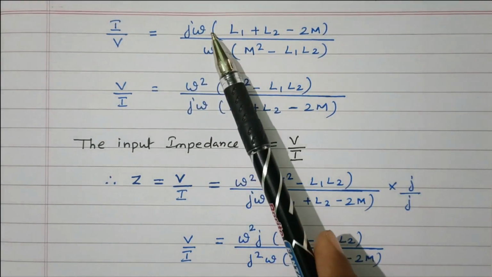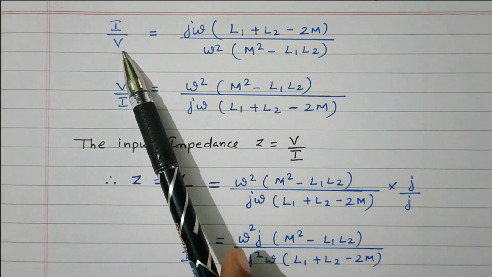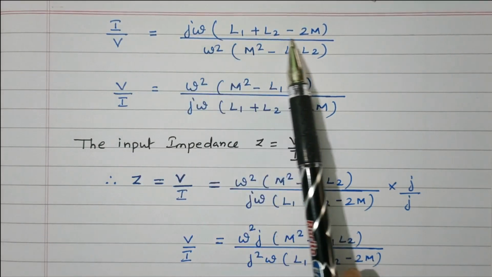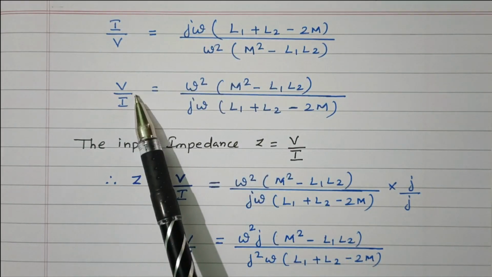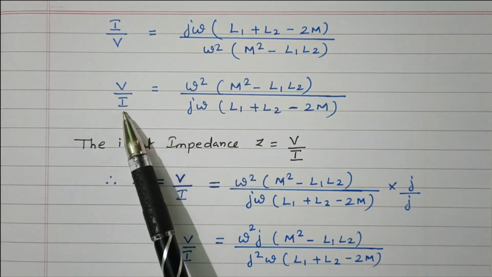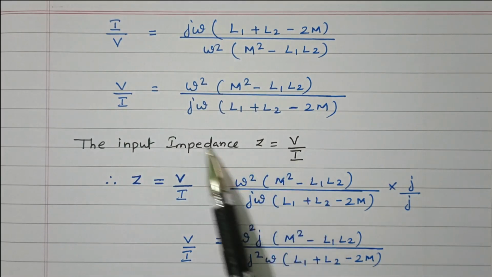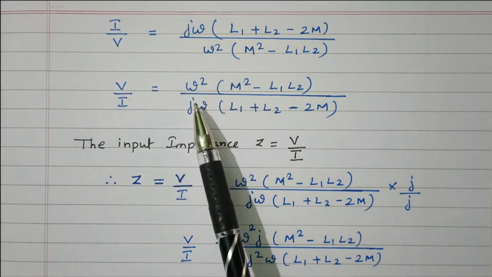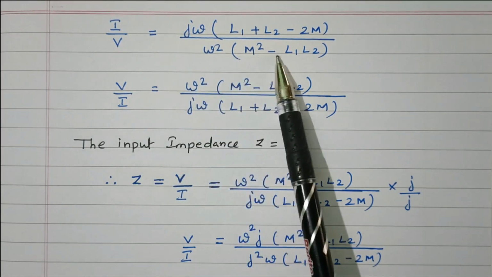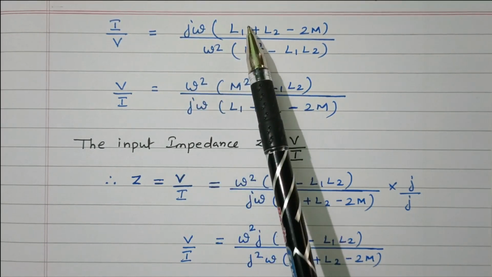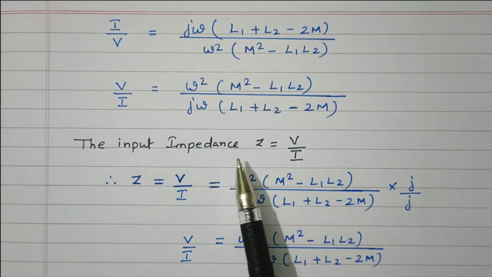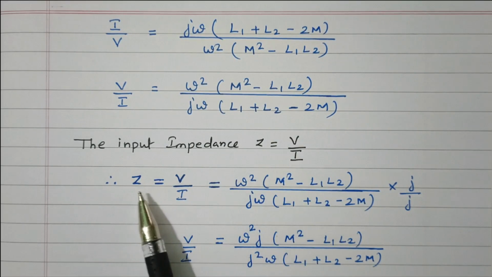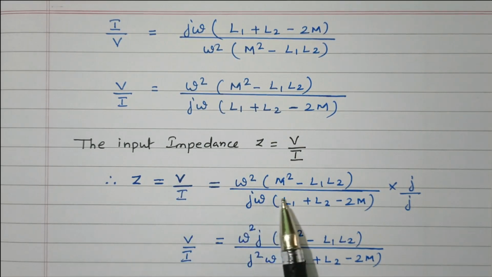The term V is brought to the denominator on this side, so that I divided by V is available on this side. Now it is written in the reciprocal, V divided by I, because impedance is V divided by I. So the numerator and denominator are interchanged. This omega square term is now in the numerator, and this term is now in the denominator. Now we know that V divided by I is impedance, so it is written Z equals V by I.